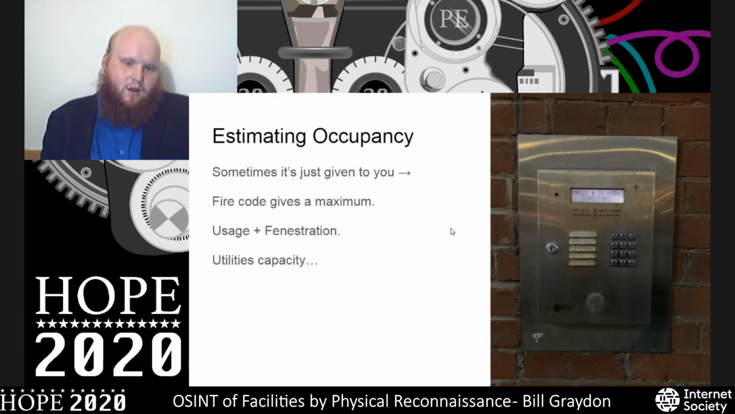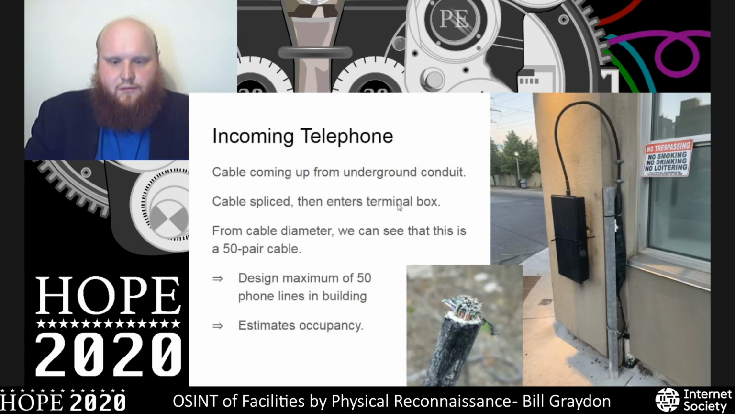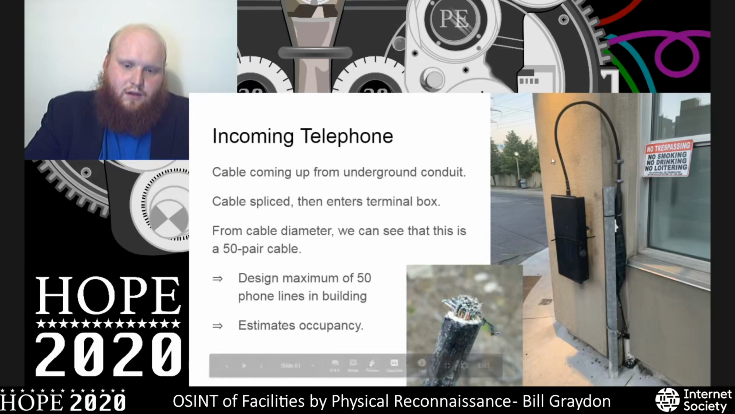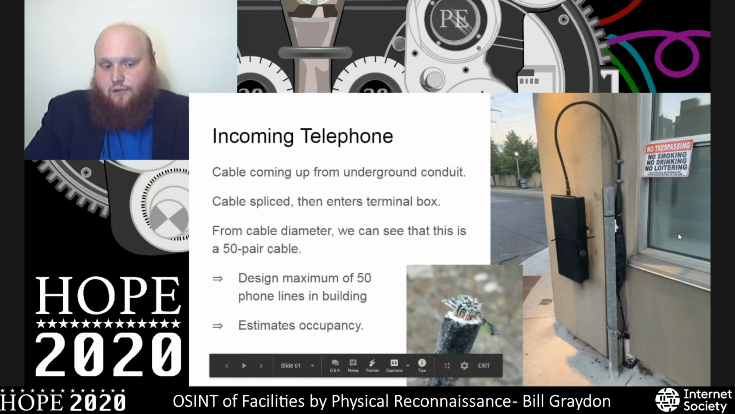We can estimate occupancy of the building using utilities as well. Sometimes it's just given to us, like with an Enterphone directory, but sometimes we can look at utility capacity. In this case, on this building, we see a telephone line coming out of an underground conduit. This is likely a 50-pair line from the radius of it. And this picture here is of a 25-pair telephone line, which supports 25 separate lines within the building.